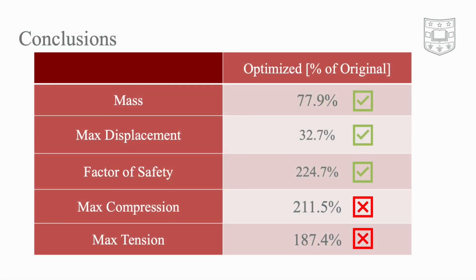So in conclusion, using topology optimization, I was able to decrease the mass of the brake arm while also decreasing the maximum displacement and increasing the factor of safety. And while I was not able to achieve my secondary goals of decreasing the maximum tension and compression, as we just discussed, additional material would likely need to be added to that location anyway to allow for bolts to be applied. So I would call this a successful use of topology optimization.